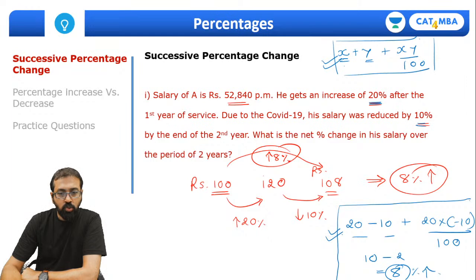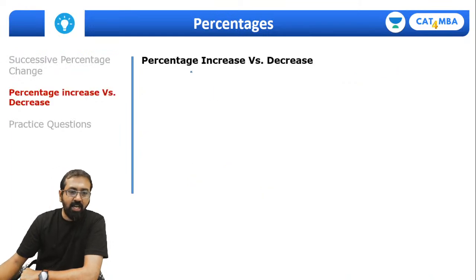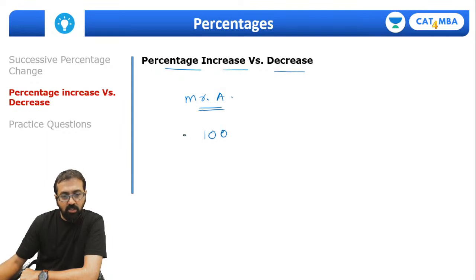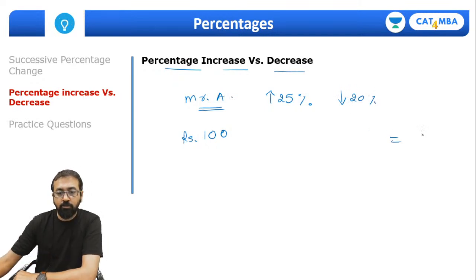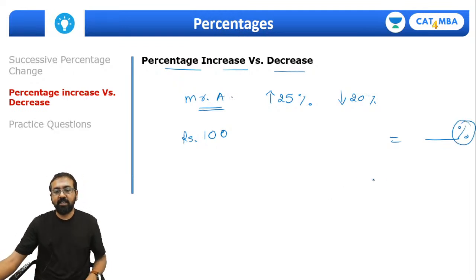Fine guys, so now let's look at one important concept: percentage increase versus percentage decrease. Once again, let's bring that Mr. A back. His salary is 100 rupees right now. Now after first year he got an increment of 25%, and after second year his salary got reduced by 20%. Can you tell me what will be the net percentage change in his salary? Will it increase or decrease, and by how many percent?